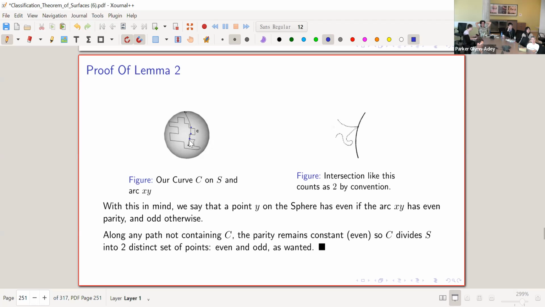Either one, or we're going to have to go in and out another time to get to Y. But if it's on the outside, we don't have to intersect the curve at all. So that will be 0.